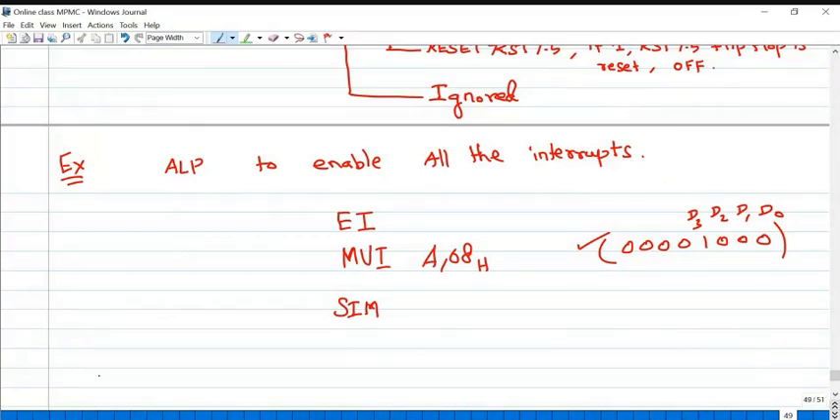Suppose one more example. Write an assembly language program to reset the RST 7.5 interrupt, not masking.